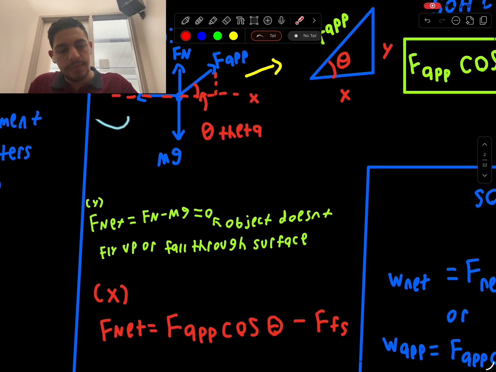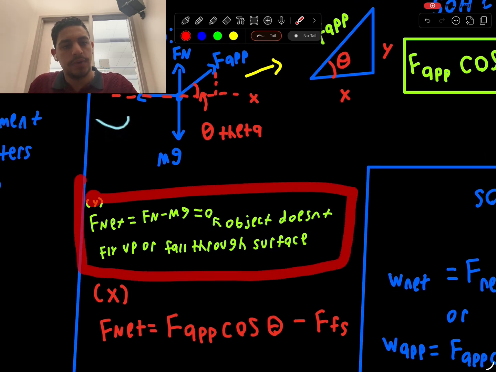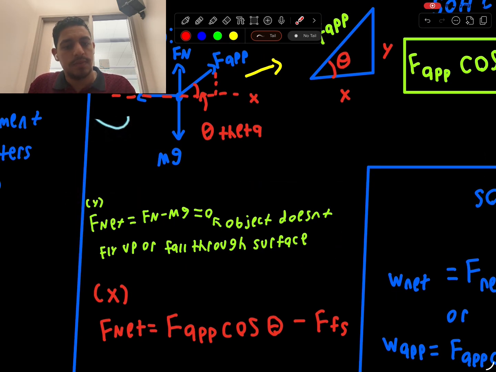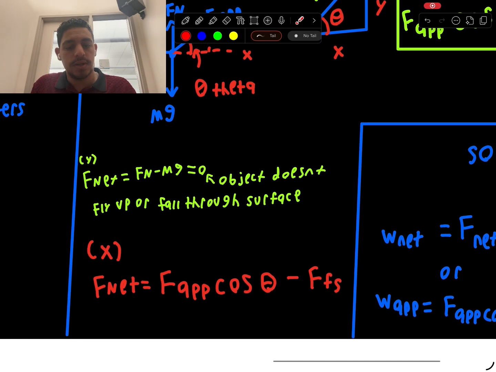If you set it up, F net is equal to ma. It's just normal force minus mg, so they're equal to each other, right? And so the object, again, doesn't fly up and it doesn't fall through the surface. So what we want to focus on is, where is work being done? Because I've made the claim that there is work being done, so let's figure it out.